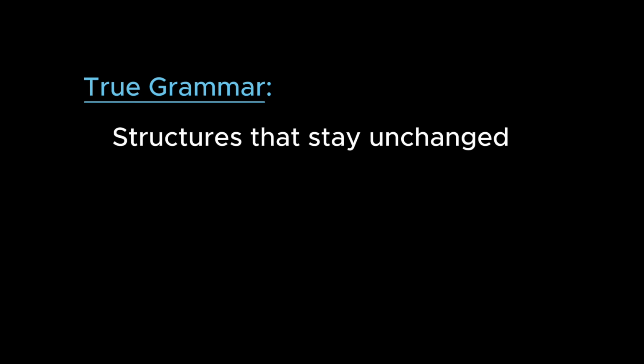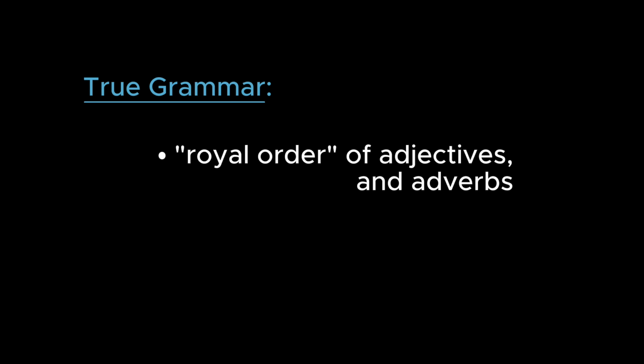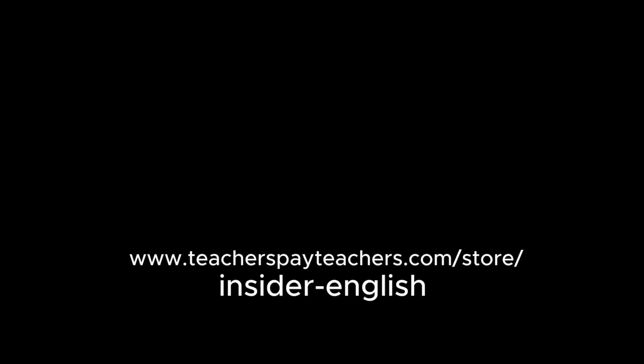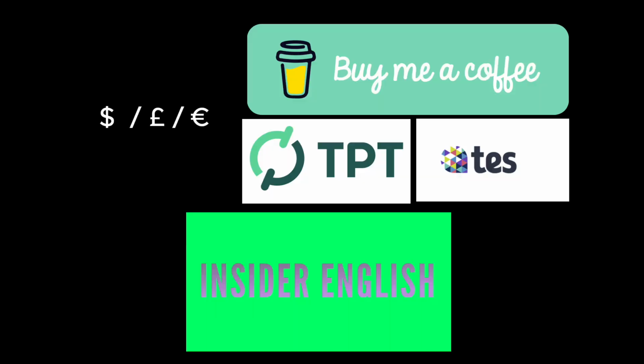Mind you, so-called grammar rules are broken to make a point, to stand out, and break 'em we will, because the English mind knows that such formalities are all too often superficial, out of place, and what have you. The only features of the English language I can identify that qualify as truly grammatical ones are those that stay unchanged despite the flux, and these are the royal order of adjectives and adverbs, and the somehow commensurate quote-unquote irreversible binomials, both of which you can find as a separate PDF found here, not to mention in my complete ebook Insider English Bundle, available on several sites in 3 different currencies.